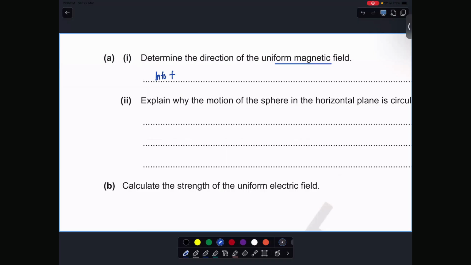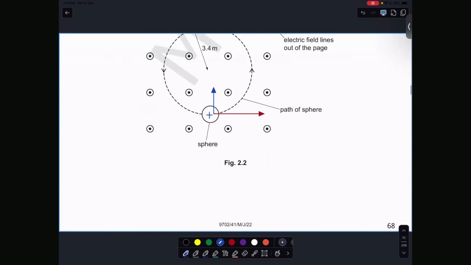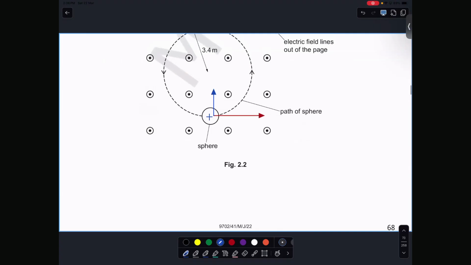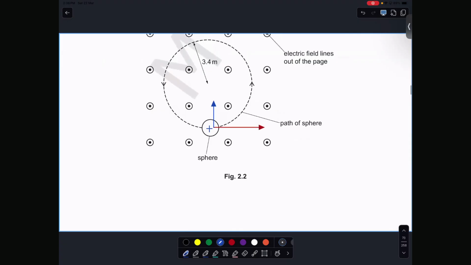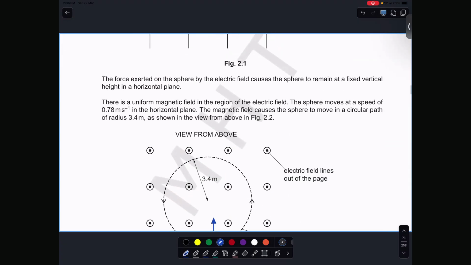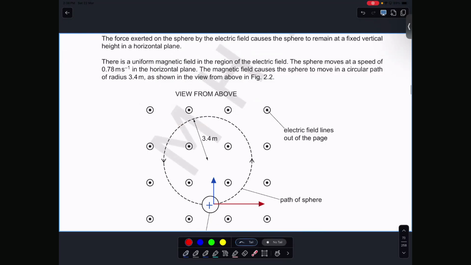No, the right side. No, but the particle is going up, right? So that is the direction of the force.